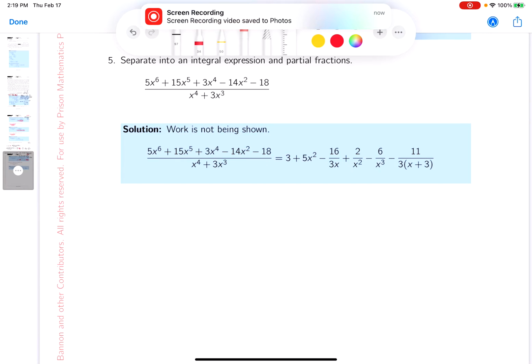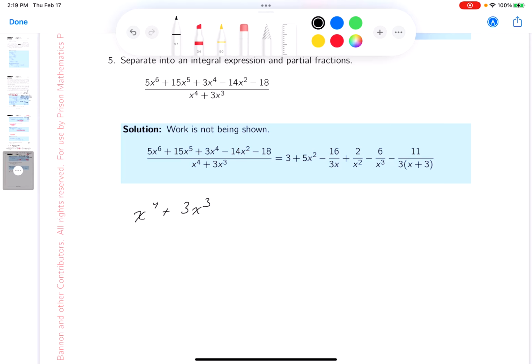Okay, first up, the degree of the top is 6. The degree of the bottom is 4. A long division is in order, so I'm going to write that down. Again, we're not going to complete it, but we're going to start it in the attempt of pushing you into completing it yourself. If you can do it without watching a video, please do it without watching the video.